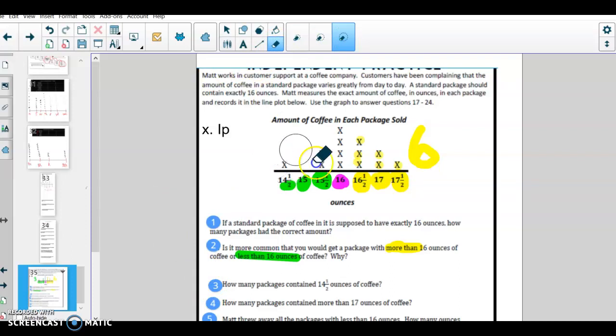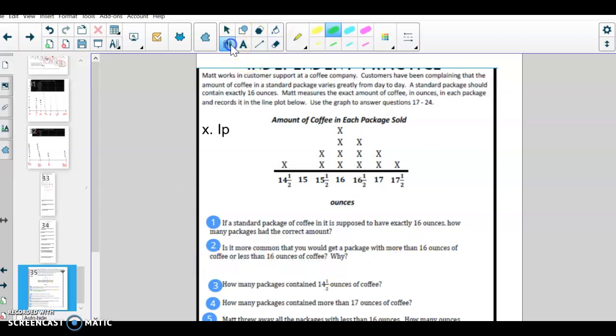How many packages contained 14.5 ounces of coffee? All right, I'm going to go here. Notice it wants us to look at ounces. It wants one that is exact, 14.5 ounces of coffee. Well, I just go up to my line plot and I want to find the 14.5 ounces. Oh man, there it is, 14.5 ounces.